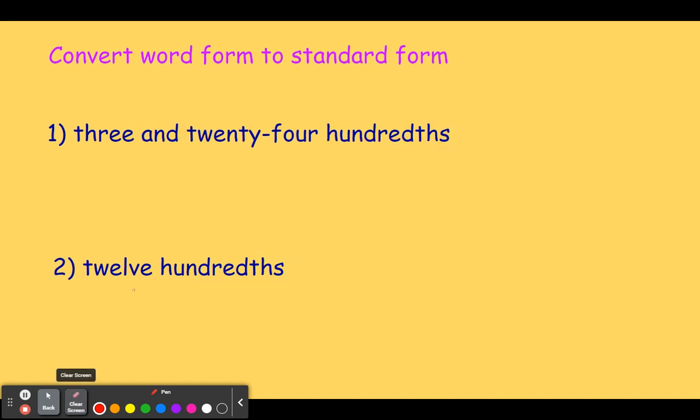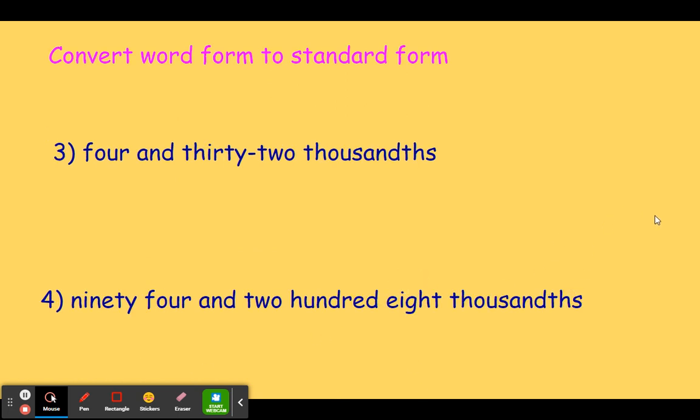Let's do a few more. Let's look at this one. 4 and 32 thousandths. I'm going to look for my keyword for the decimal place value, and it's thousandths.